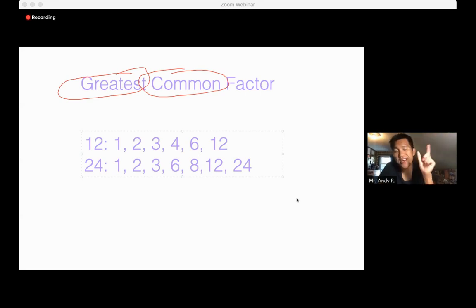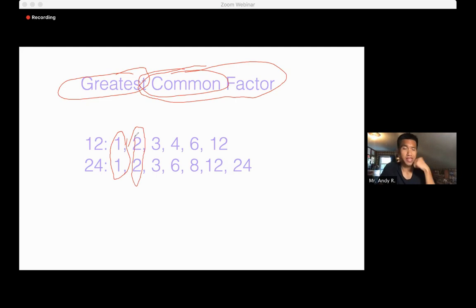Okay, so now common factors. Can someone tell me what the common factors are in this? Yeah, 1. I'll circle them. You can circle them like this. 2. They both have 2 as a common factor. 3. Yep, they both have 3. Only 12 has 4, so we're going to skip 4. But they do have 6. Yep, they have 6, and then they have 12, and then that's it.